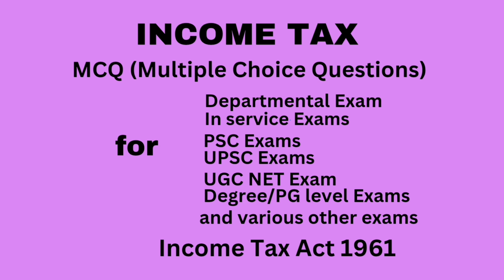Question: Electricity companies are allowed depreciation on the basis of ___. Answer: either on block of assets or each asset separately, provided the option is exercised in the first previous year.